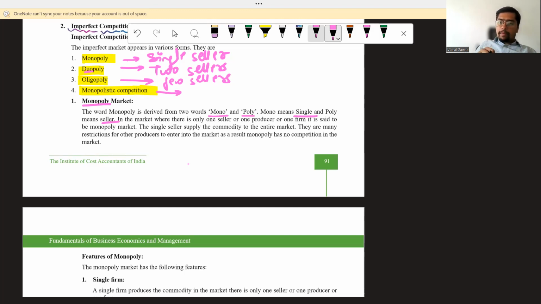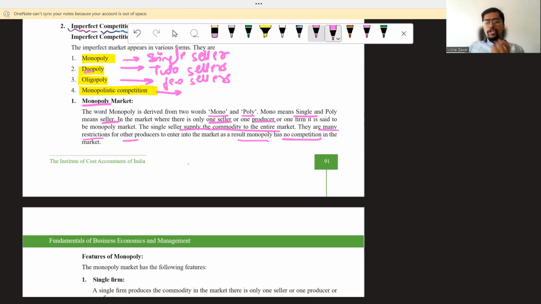The product of this seller may have some substitutes, but those substitutes may not be that prominent, not be that promising. They are into existence, but the coverage of the substitutes is very, very limited. So in this market, only one seller or a producer drives the market. The single seller supplies the commodity to the entire market. There are many restrictions for other producers to enter. As a result, monopoly has no competition in the market.